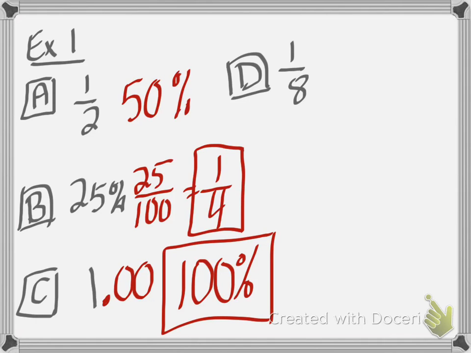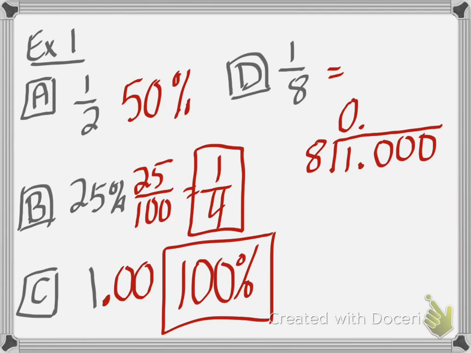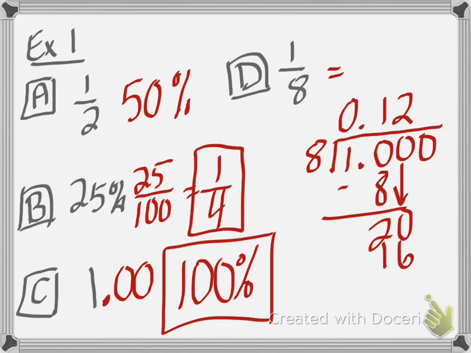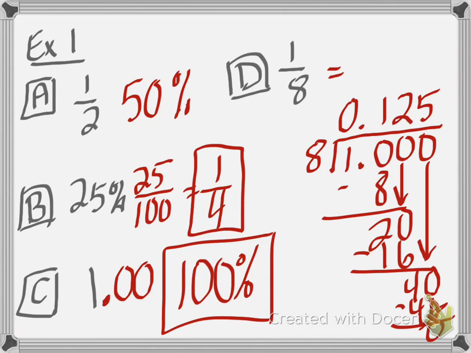In example D, I have 1/8. Now, some of you may have this memorized as a decimal. Some of you may not. In order to find it, let's actually do the division. 1 divided by 8. Let's put in the decimal. Couple zeros. 8 goes into 10 once, 2 left over, bring down the 0. 8 goes into 20, 2 times, that's 16. 4, bring down the 0, and 8 goes into 40, 5 times.